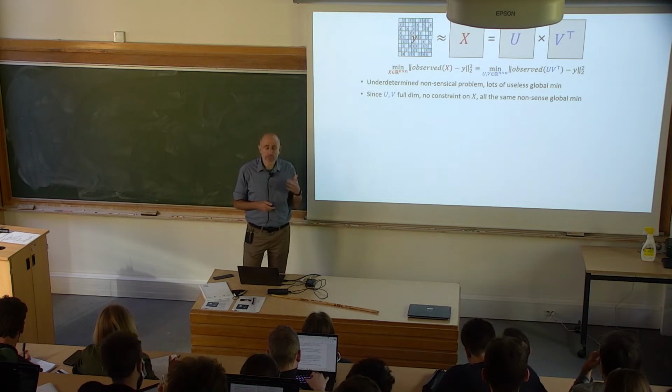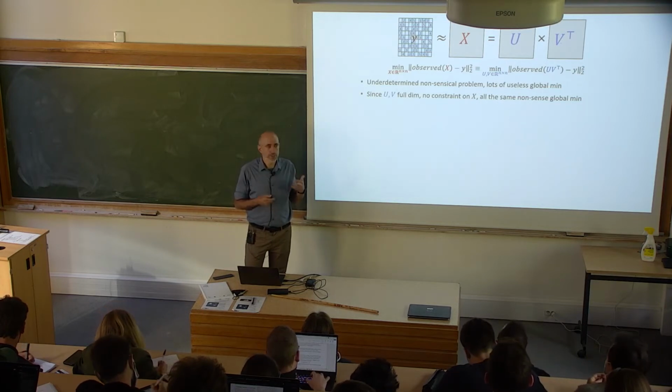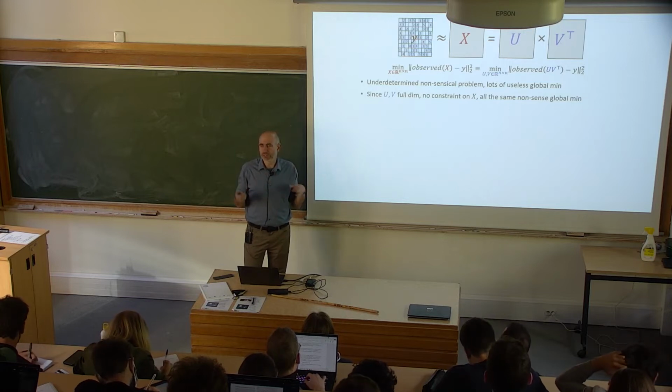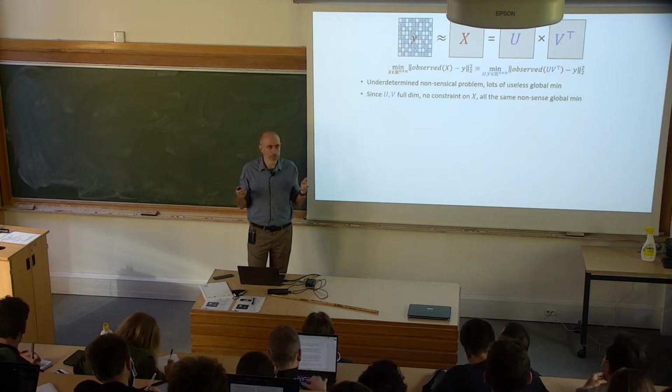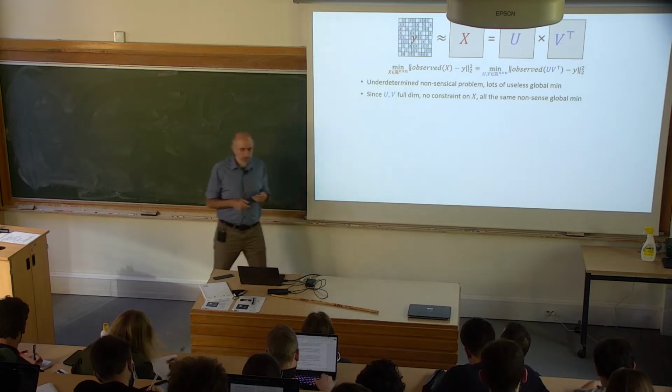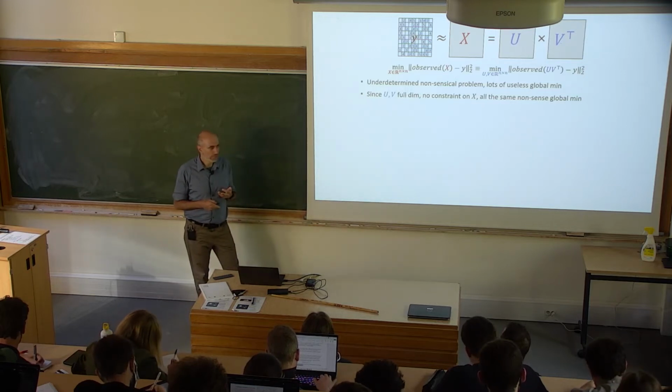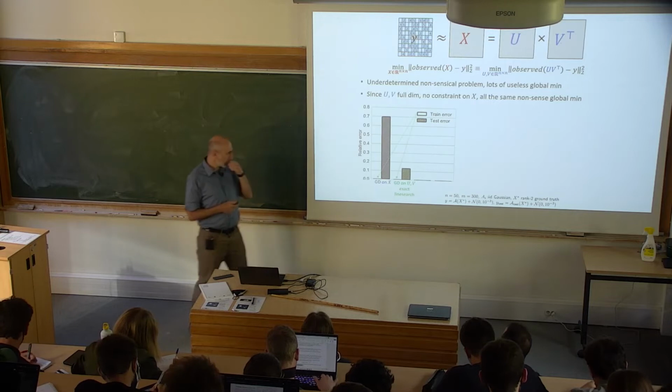And so I get all the same stupid global minima, right? So I can, for example, take u to be the observed entries with 0 everywhere else and v to be the identity. That's one possible solution. There are many other global minima, okay? But what we're going to do now is optimize using gradient descent, okay? And so if I optimize using gradient descent, then this is what I get.